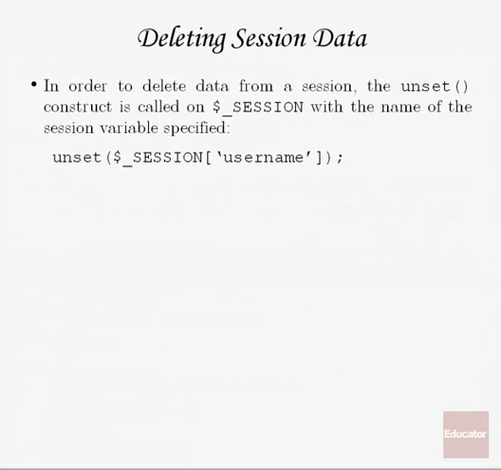So we've learned how to add session data and how to access session data. Now we're going to talk about how to delete it. The way you delete data is the same way that you would delete data from any other associative array. You can just call the unset method on the session superglobal, specifying the name of the variable whose data you want to delete. So for example, to delete the session variable username, we simply call unset on the session superglobal with the key set to username.